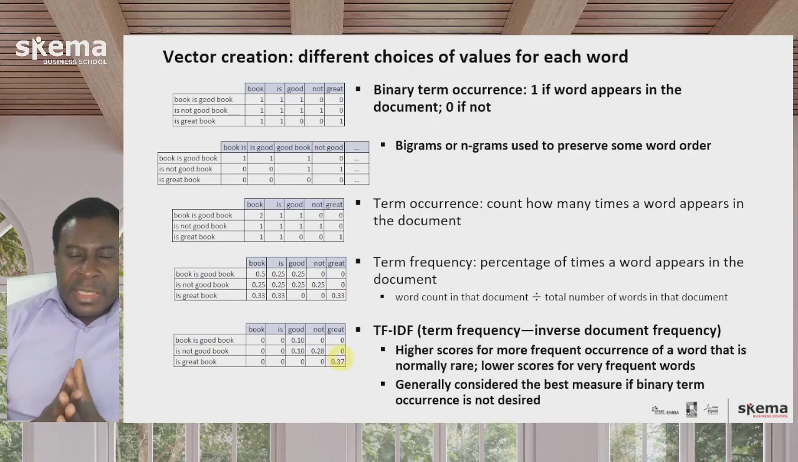Now I'll say that in general, the binary term occurrence, often with bigrams or n-grams, 3-grams, and so on, or TF-IDF are the two that are used the most frequently. Because most of the time, you want to know, does a word occur at all or not? And that's binary term occurrence. Or you want to weight the words based on the frequency of the occurrence, and TF-IDF is usually the best way to do that.